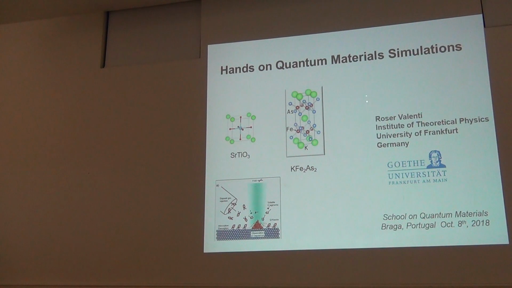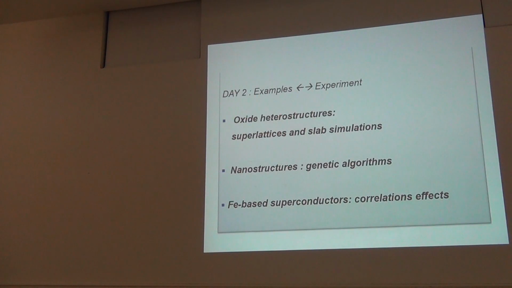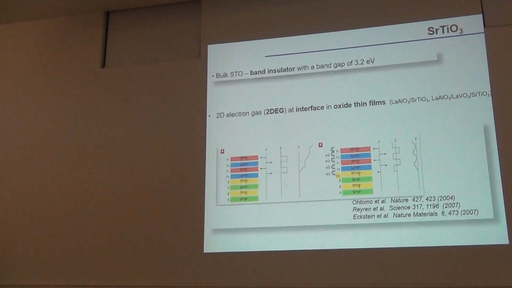And the third example, I will continue on the iron pnictides that Paul was presenting. And here I want to go into the question of correlation effects. So this is where I stopped yesterday. So here I will continue showing you how we go beyond DFT in order to describe correlation effects in materials where these effects are important. So these are the three examples, and let me start with strontium titanate.